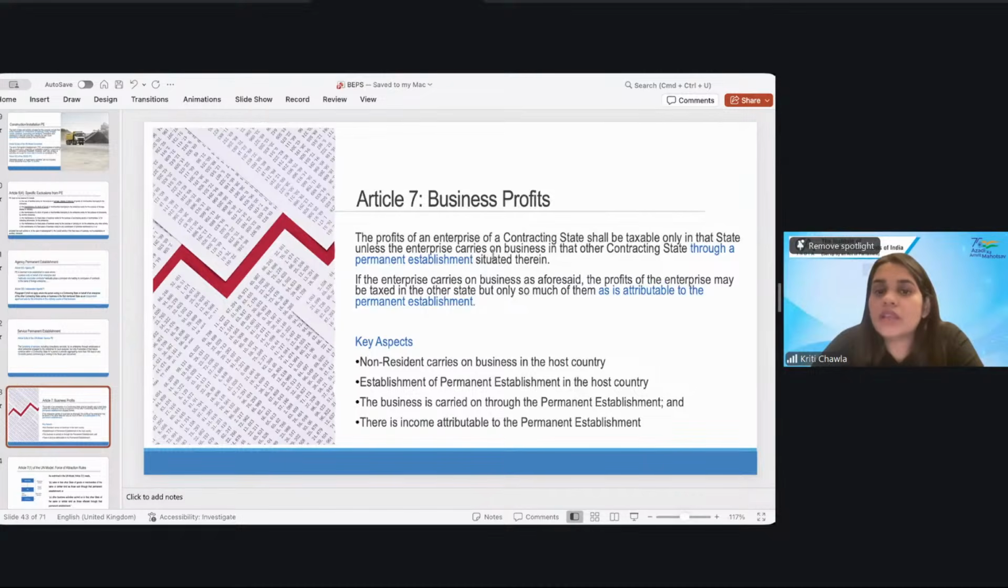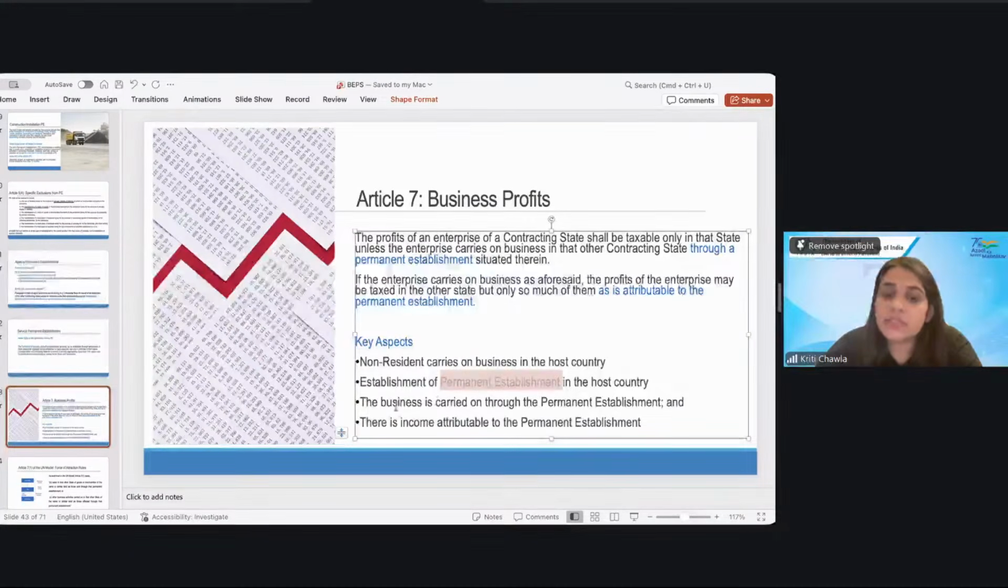So, the profits of the enterprise of a contracting state shall be taxed only in that contracting state, unless obviously there's a permanent establishment out there. If the enterprise carries on business, then whatever is the profits attributable to the permanent establishment will be taxable in the source state. So these are the key aspects. There should be a non-resident carrying on business in the host country. Then there has to be a permanent establishment. There has to be business carried on through the permanent establishment, and there is income attributable to that permanent establishment. That income is going to be taxable in the source state.